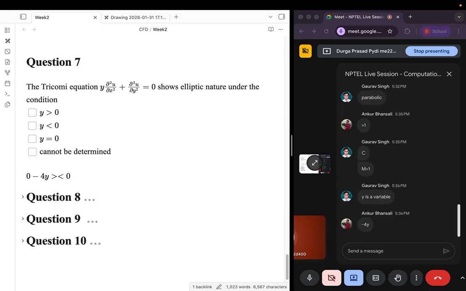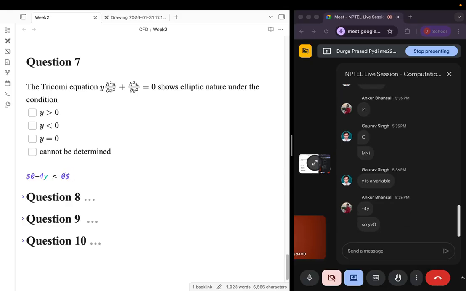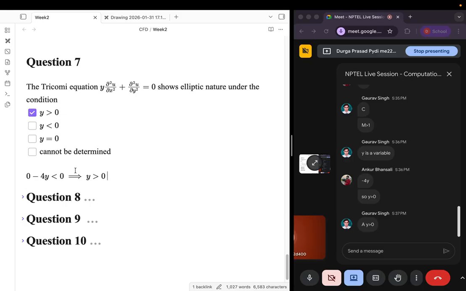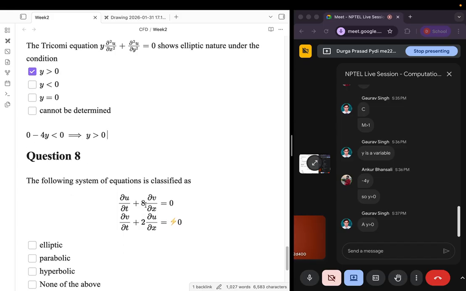So for elliptic, should it be greater or less than? Less than 0. So that means y should be greater than 0. So you can see again here, this is a problem which is also very similar to the previous one. Different locations you have different kind of nature. So there can be physical phenomena like this.